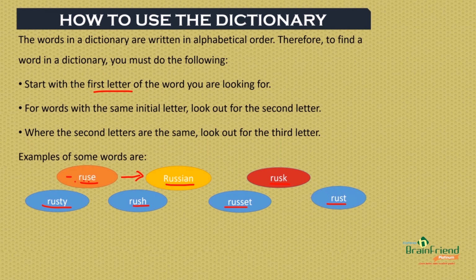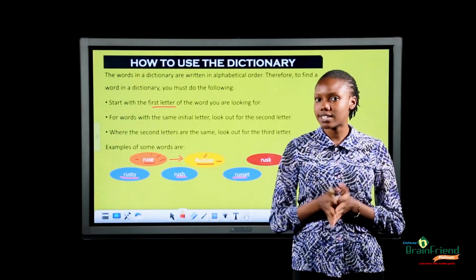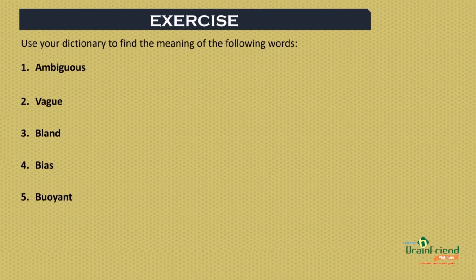R-U-S, but the difference between them is in the fourth letter, where we have E and here we have S. So definitely the letter E comes before the letter S. So you will find ruse before Russian. You can try this out and make good use of your dictionary. Having done all this, I want you to go home with this exercise. Use your dictionary to find the meaning of the following words: ambiguous, vague, bland, biased, and buoyant.